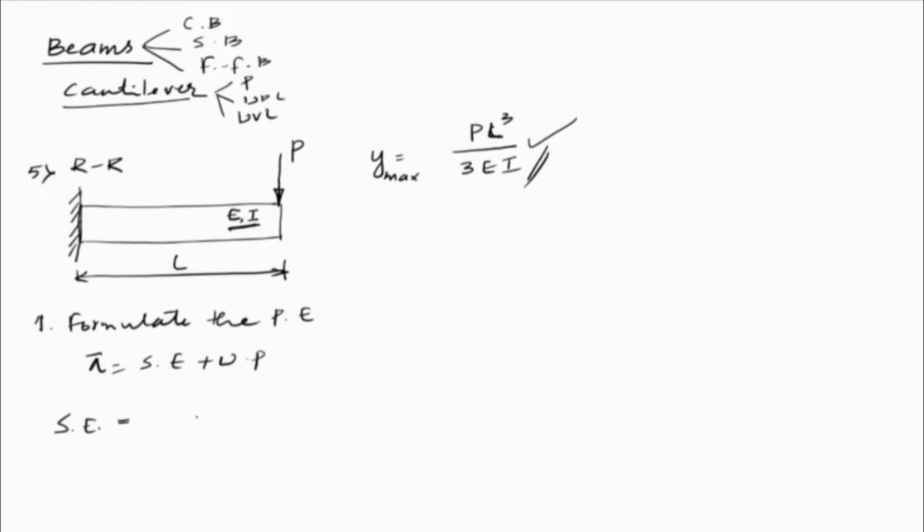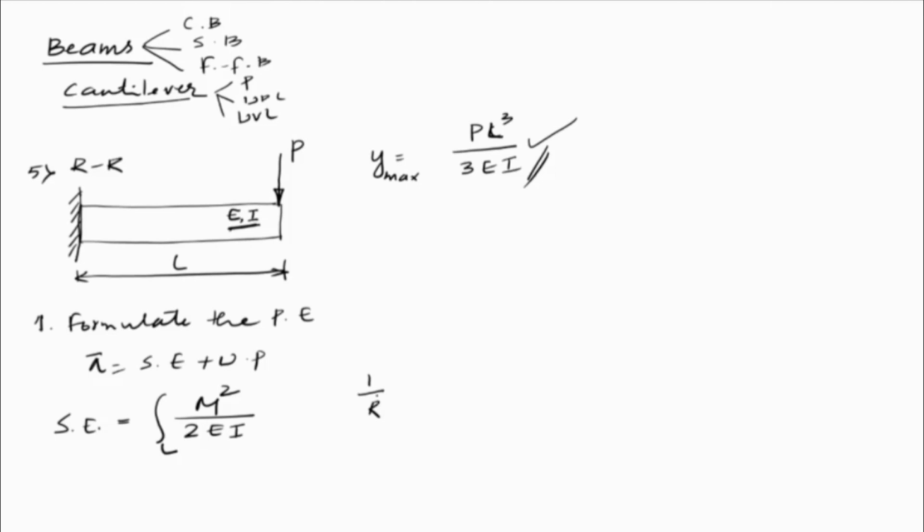So my strain energy is equal to the integration over the length of the beam. This is the equation we have derived in mechanics of materials: M square divided by 2EI. This is my strain energy equation. But I need to represent this M in terms of a differential equation. So I will substitute M using the relation that we call the equation of deflection.